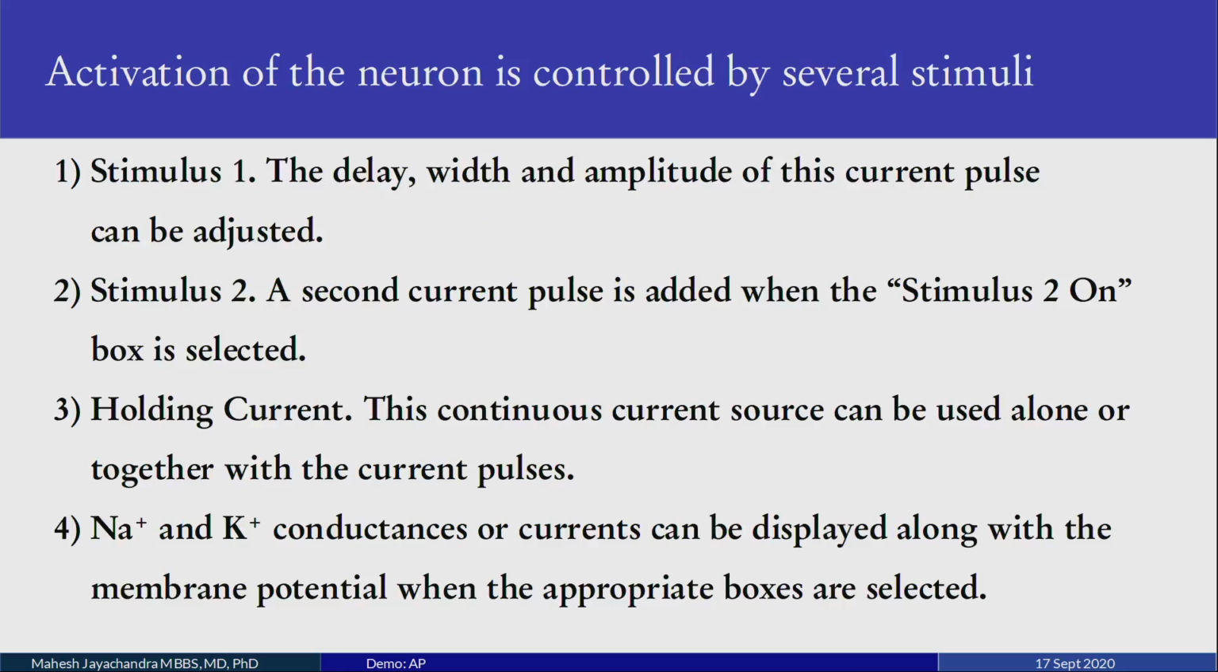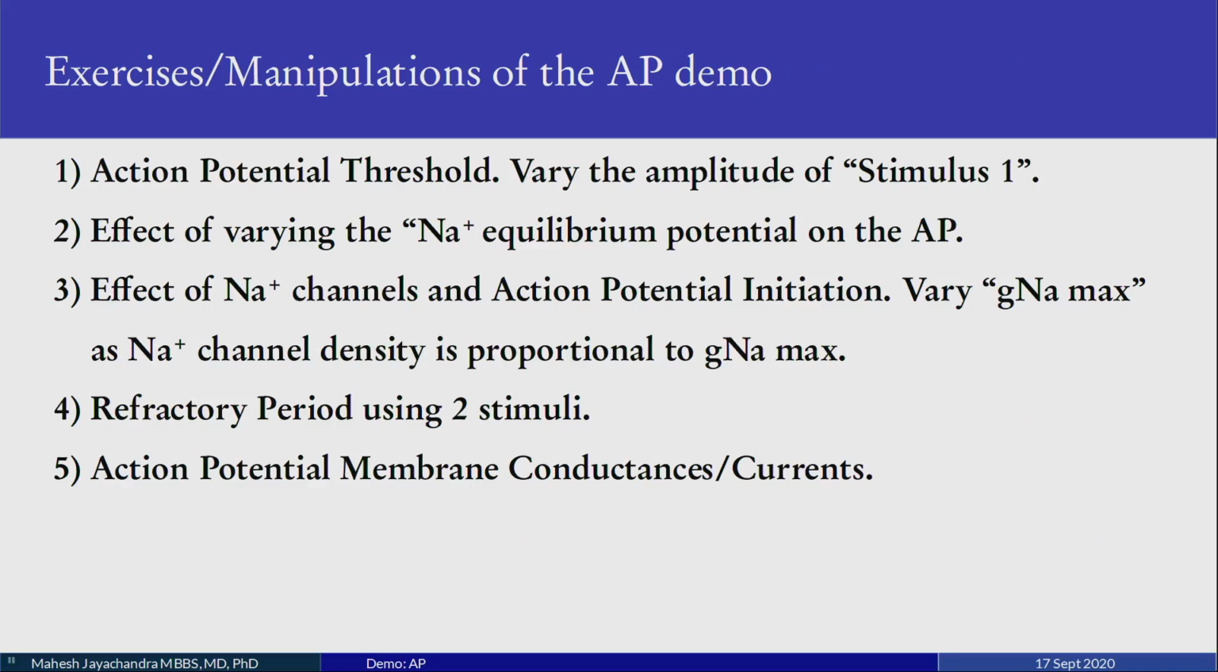So the activation of a neuron. Now here you have the active conductances, which are not there in the earlier three tutorials. So the activation of the neuron is controlled by several stimuli. For stimulus 1, the delay, width, and amplitude of this current pulse can be adjusted, and likewise stimulus 2 when it's on. Then you can use holding current. This is a continuous current source which can be used alone or together with the current pulses. And the conductances of the sodium and the potassium can be displayed along with the membrane potential when you choose the appropriate boxes. Right?